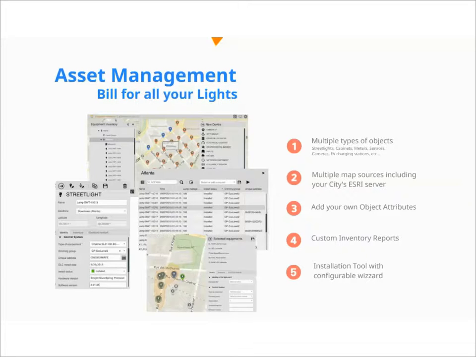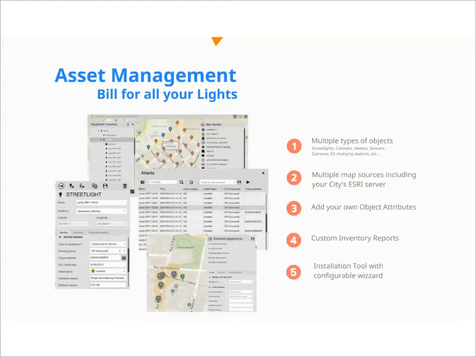Custom inventory reports are then available to analyze the assets. Multiple map sources are also available to display all these assets, not only on Google Maps or Bing Maps, but also on the city's own geographical information systems, for example, an S3 server. And all the attributes describing these assets or object types are fully configurable in SLv6. These are some of the unique features of the SLv6 asset management application.